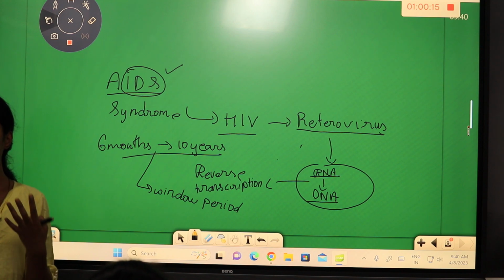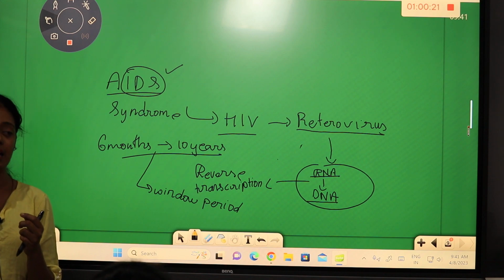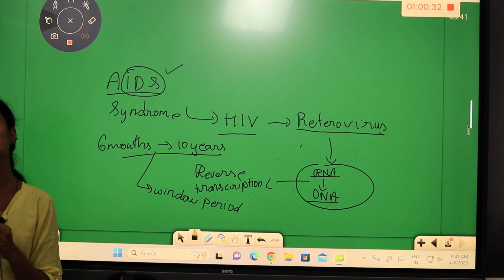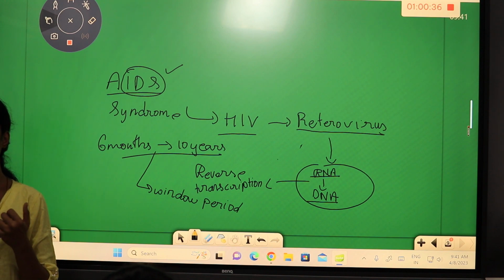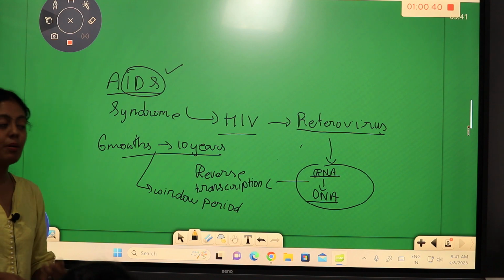It is that infectious, but it gets transported only through blood and through other contact. It doesn't mean when you sit and talk with an HIV person you will get HIV. It's not like that. And when is World AIDS Day celebrated? December 1st. That's an important question from the exam point of view. World HIV Day is celebrated on December 1st.